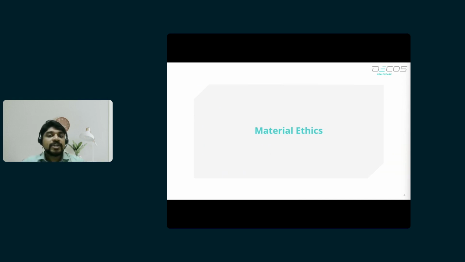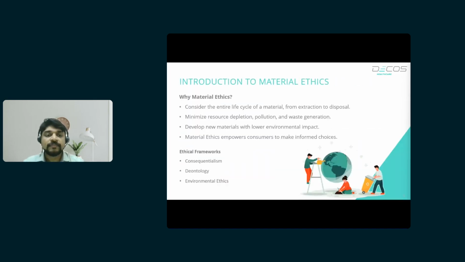As I mentioned before, traditionally ethics focused on human actions and choices, but material ethics broadens the scope, recognizing that the properties and application of materials can influence human behavior and have ethical consequences. The concept of material ethics goes beyond simply using materials responsibly. It is a framework for examining the ethical implications of a material throughout its entire life cycle, from its extraction to disposal.